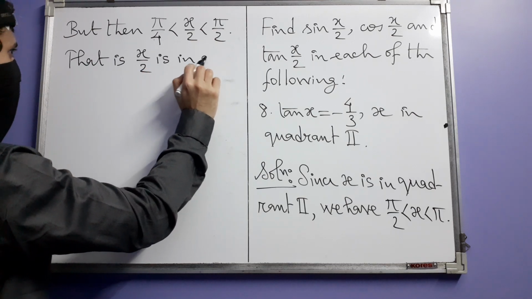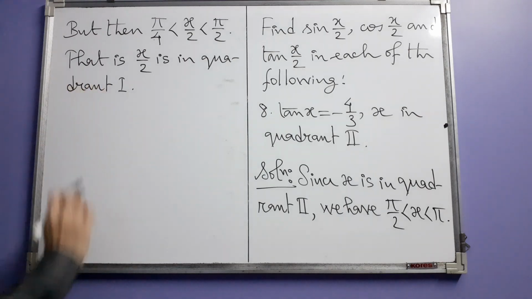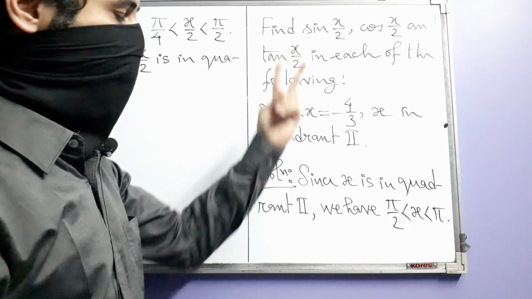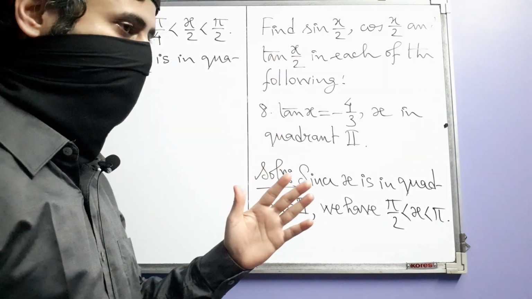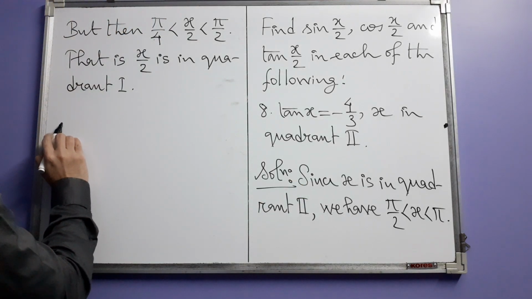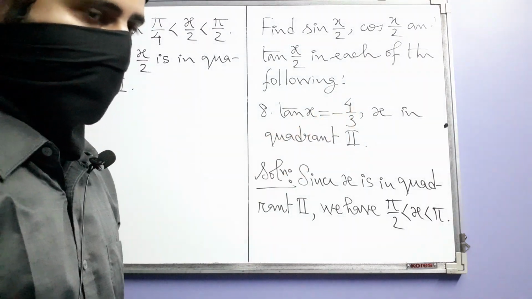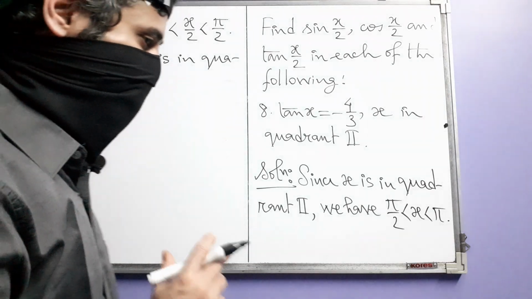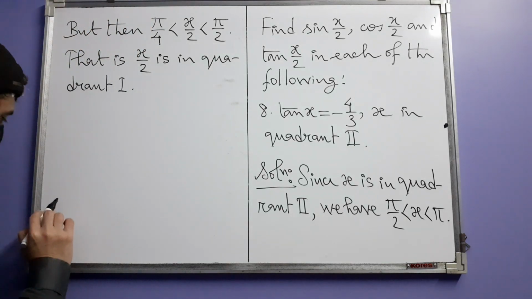This is in quadrant 1, which immediately tells us that all these 3 values will be positive, because in the first quadrant all trigonometric function values are positive. Okay, so now we have to work with this value tan x equal to minus 4 over 3, and here we are going to use the half angle formula for tan theta. That means we will use this formula.